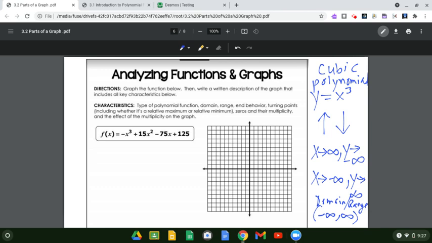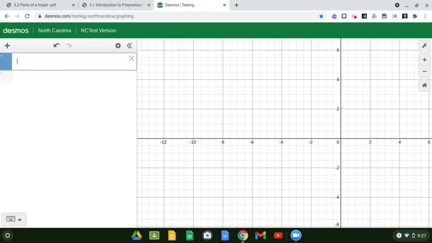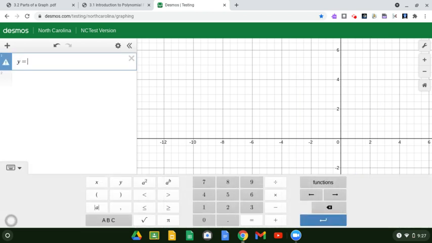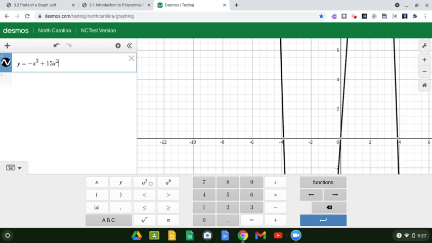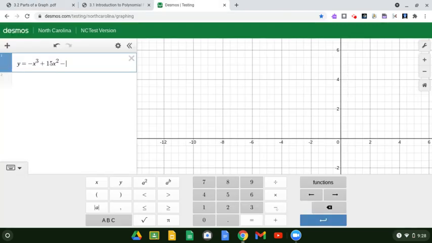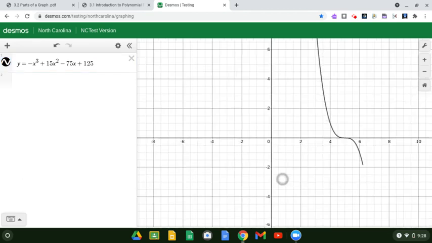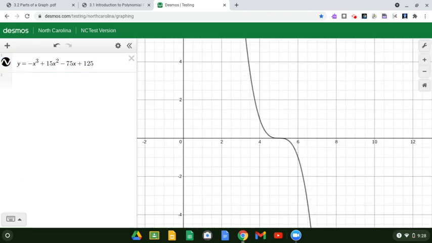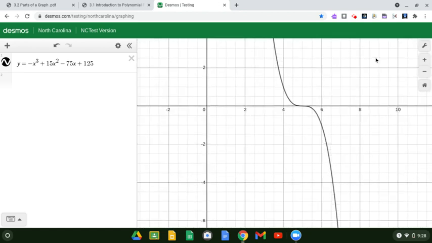Okay, let's stick it in, look at the relative max, relative min, zeros, and their multiplicity. Let's stick it in: y equals negative x cubed plus 15x squared, oops, minus 75x plus 125. All right. Ooh, this is cool looking. Okay, so look at the graph.